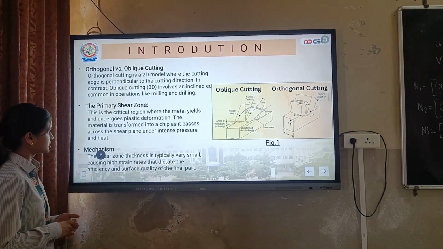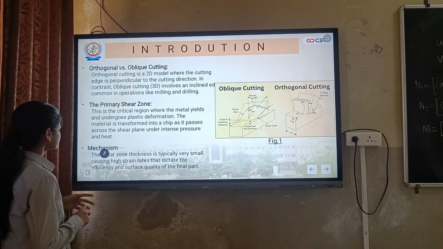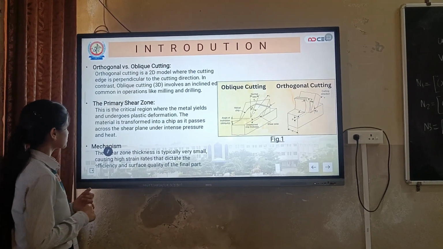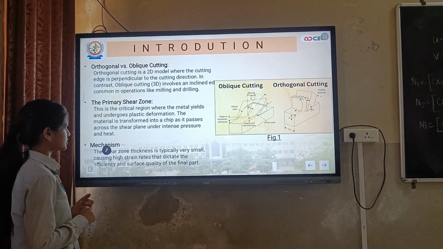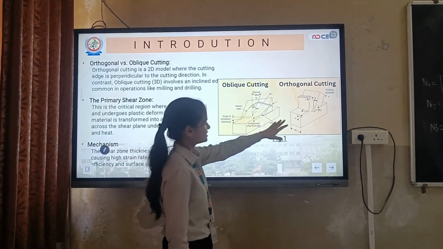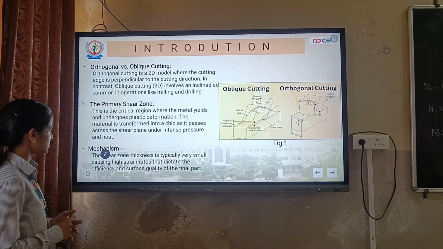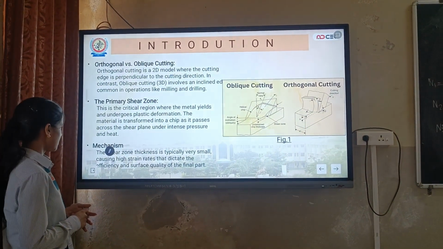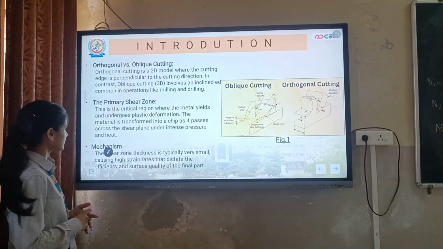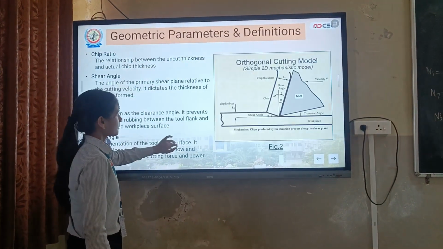Second is the primary shear zone. This is the critical region where the metal yields and undergoes plastic deformation. The material is transformed into a chip as it passes across the shear plane under intense pressure and weight. As you can see, here is the oblique cutting and here is the orthogonal cutting. The shear zone thickness is typically very small, causing high strain rates, and that dictates the efficiency and the surface quality of the final part.